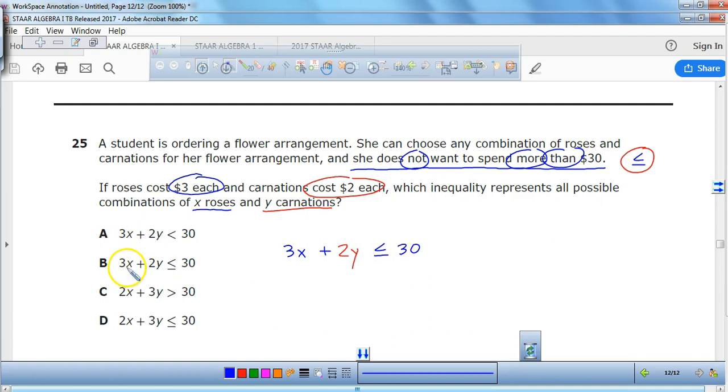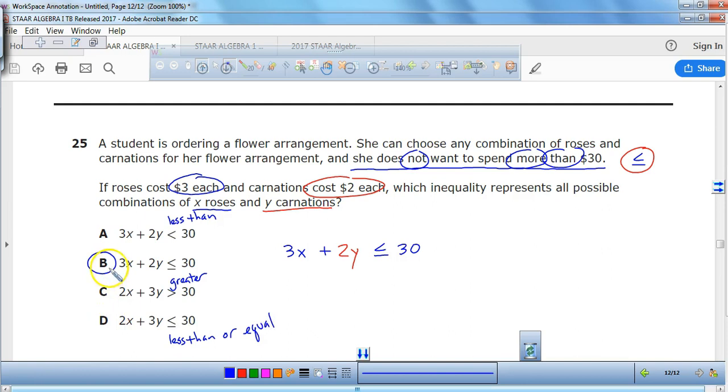Let's check it out here. We've got 3x plus 2y. There we go. That's B. By the way, this right here is your less than symbol. That's your less than or equal to, which is no more than. This is greater than. And this is also less than or equal to.